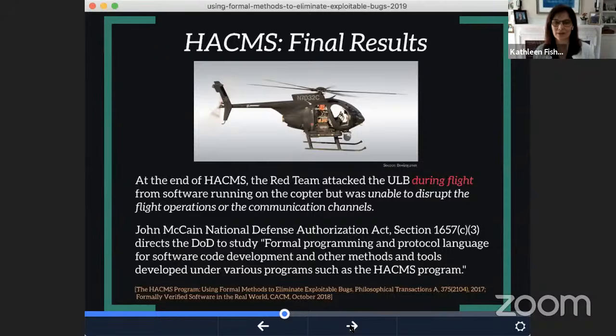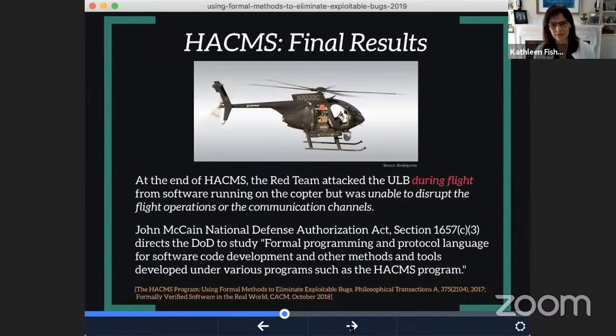At the end of phase 3, they repeated that experiment, but this time while the unmanned Little Bird was in flight with 2 test pilots on board. Thankfully, the same result happened: the attackers were not able to disrupt the operation of the helicopter. These results led to the inclusion of language in the John McCain National Defense Authorization Act, which is what the US government uses to authorize military spending. It directed the Pentagon to explore using, and specifically mentioned, HACMS-like technology to develop systems that would be much harder to hack into in the future.